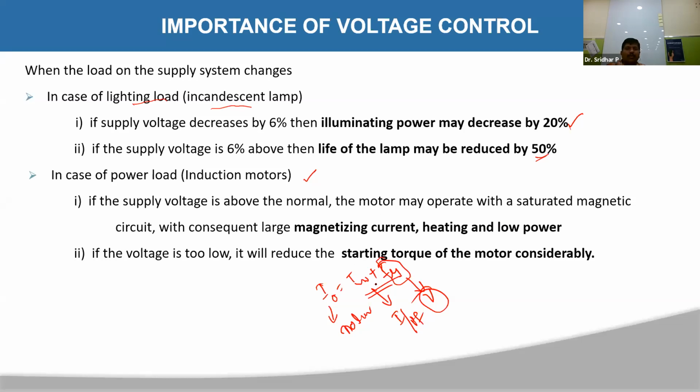And if the voltage is too low, it will reduce the starting torque of the motor considerably, because in the beginning we discussed that starting torque is proportional to the square of the supply voltage. If the voltage is very poor, then your starting torque is also very low. If the starting torque is poor, your motor may not turn on. That is the major reason why we have to maintain the voltage constant. Otherwise you can see all these problems.